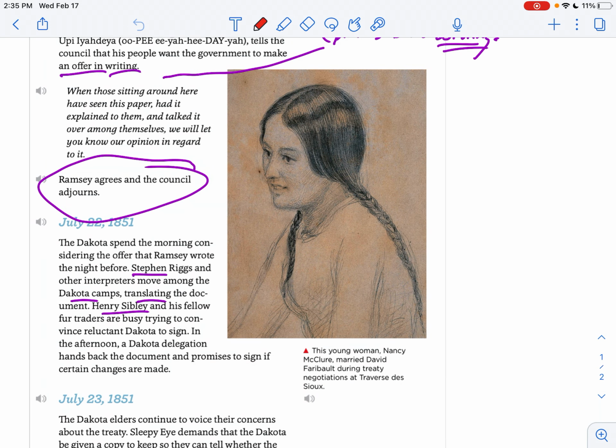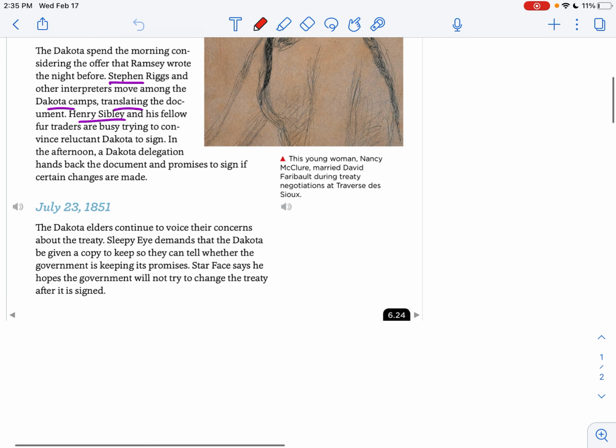The next day, Sibley and Ramsey are going around the crowd into the Dakota, telling them, come on, you got to sign, come on, you got to sign. Okay? July the 23rd, the Dakota elders continue to voice their concerns about the treaty. Sleepy Eye demands that the Dakota be given a copy so they can tell whether the government is keeping its promises. Oh my gosh, this is smart.